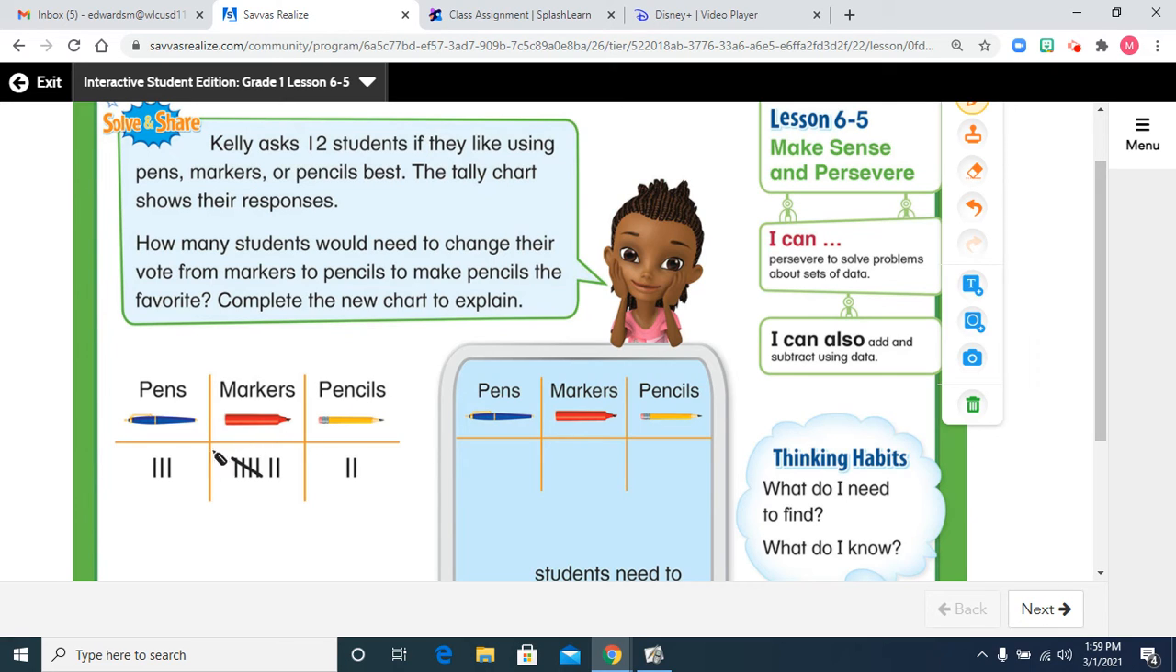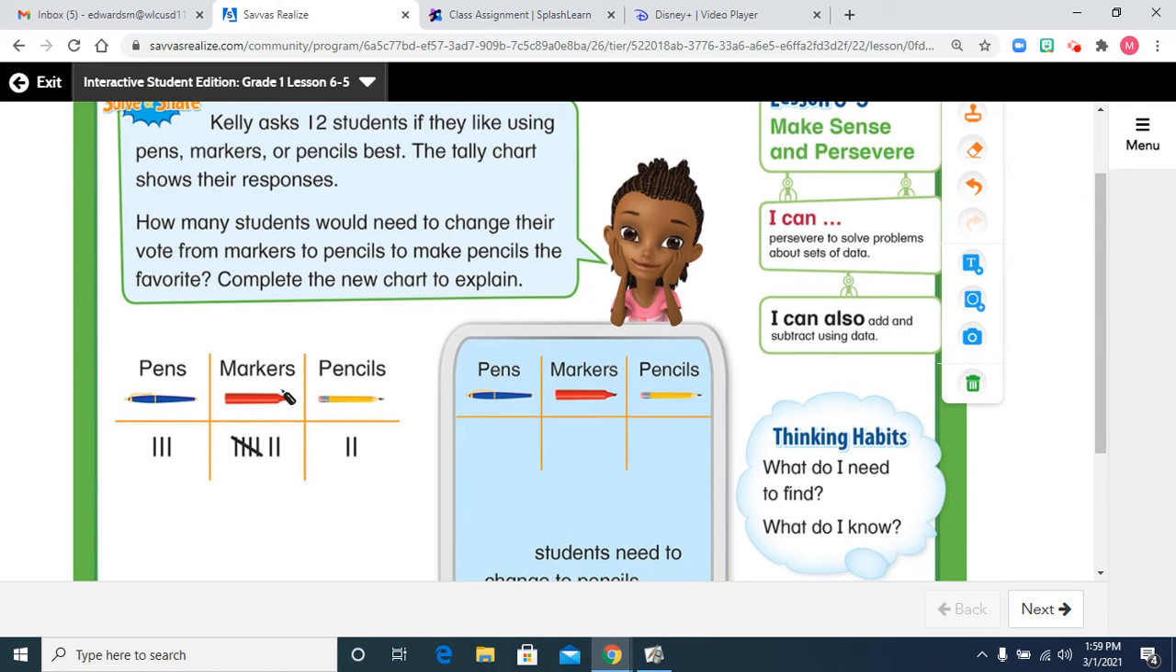Okay, so here are the votes for the first round. So there's 12 students in all. 3 students picked pens. 5, 6, 7 students chose markers, and 2 chose pencils. So they're asking how many students would need to change their votes from markers to pencils to make pencils the favorite. All right, so we know that pens won't change, so we'll leave that at 3.